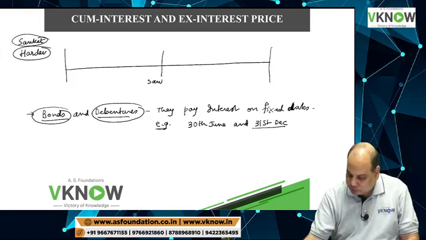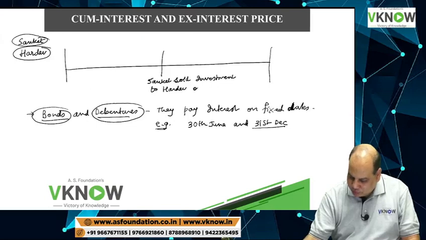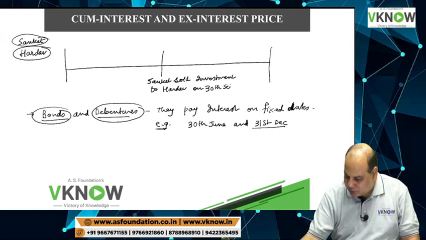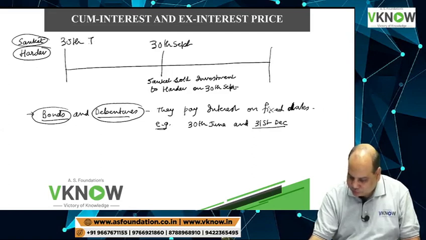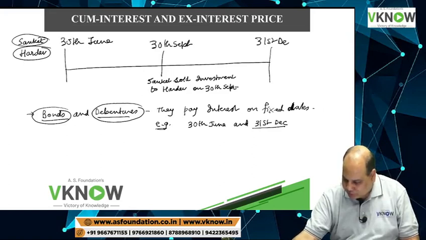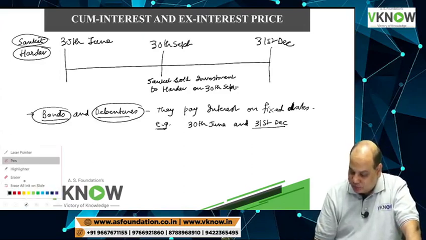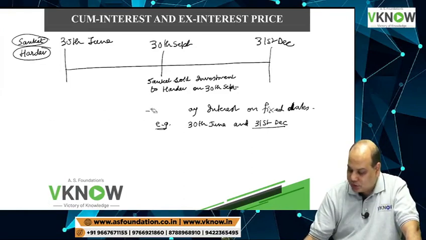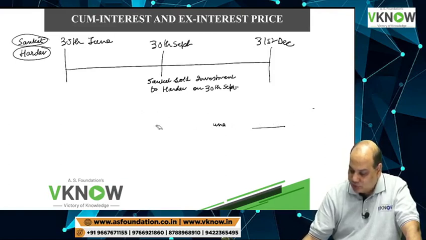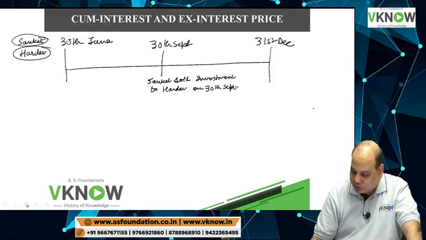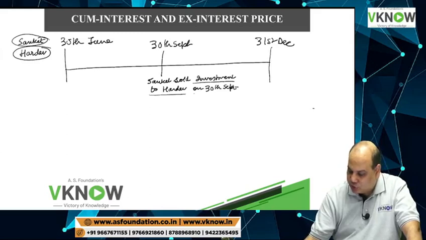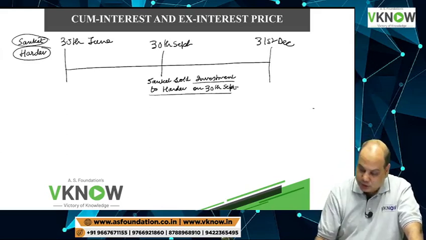Sanket sold the investment to Hardev on 30th September. This is 30th June and this is 31st December. Now, this company whose debenture Sanket has sold to Hardev pays interest on two dates only. This company whose investment is sold pays interest on 30th June and 31st December.